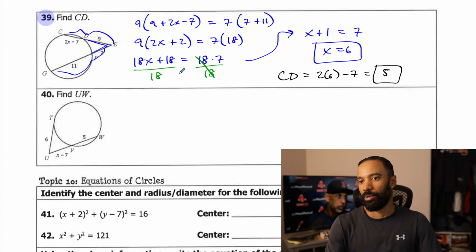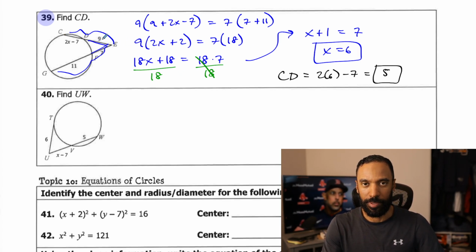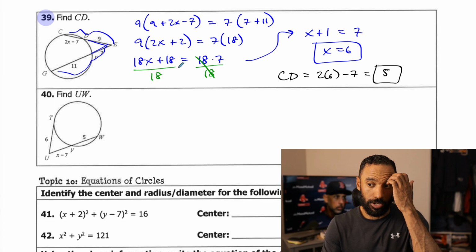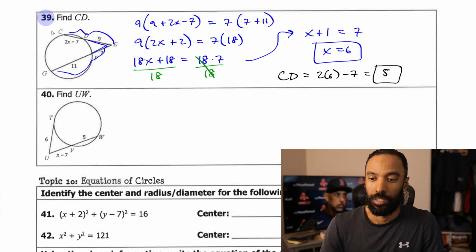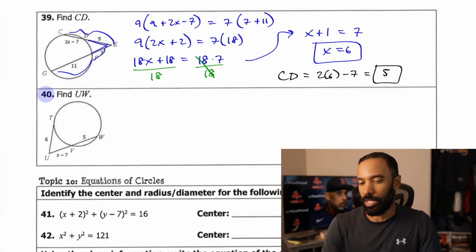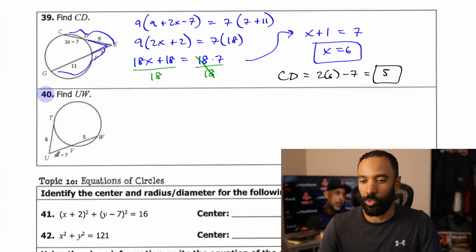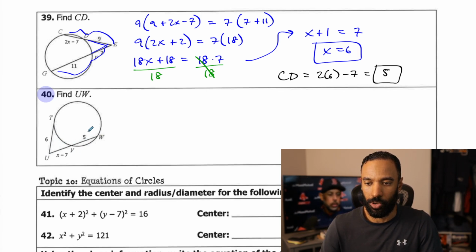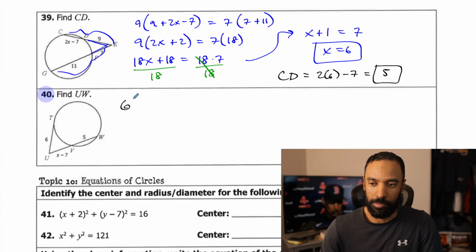All right. Now, does 9 times, not 5, but 9 times 14, which is 126, equal 7 times 18, which is 126? So yes, the answer to that is yes. Number 40, find the length of UW. We again are going to do outside times whole equals outside times whole. This outside times whole is 6 times 6, or 6 squared.